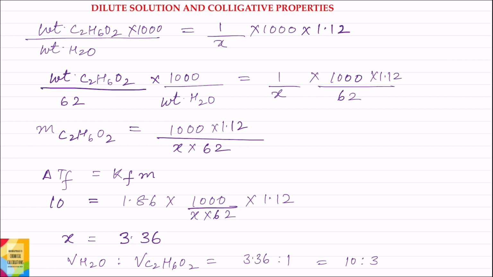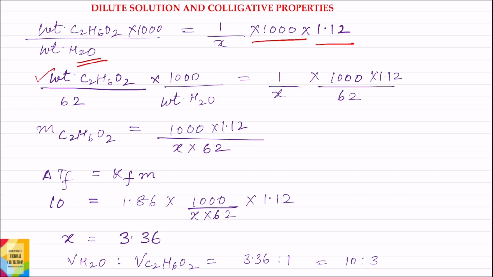Now we take 1.12 to the right hand side of the equation, so it becomes 1 by x into 1.12. Now we will convert weight of water from grams to kgs, so weight of water will be divided by 1000. Now this 1000 goes to the numerator and we get the weight of water in kgs. Now since we have multiplied the left hand side of the equation by 1000, therefore we will also multiply the right hand side of the equation by 1000. So on the right hand side of the equation we get 1 by x into 1000 into 1.12.